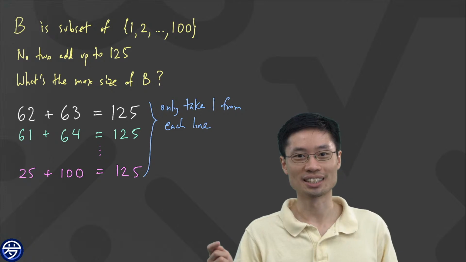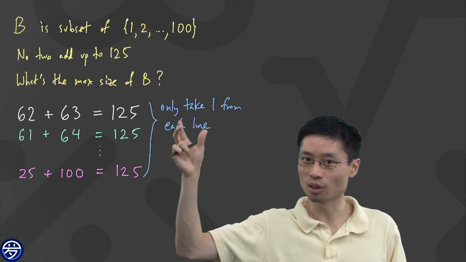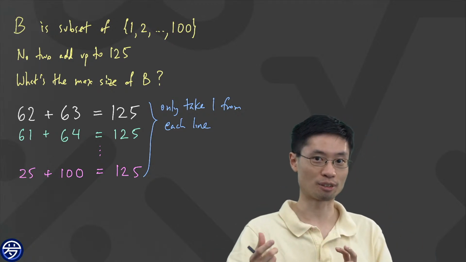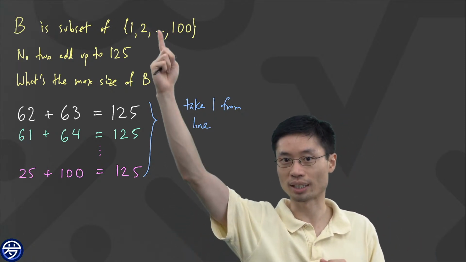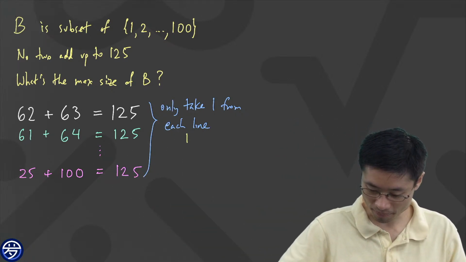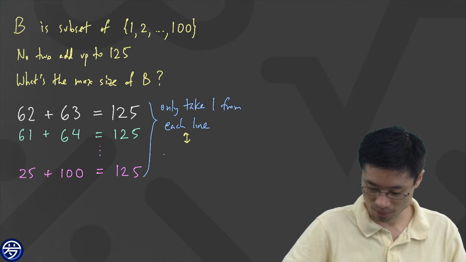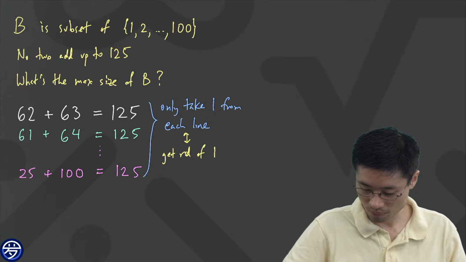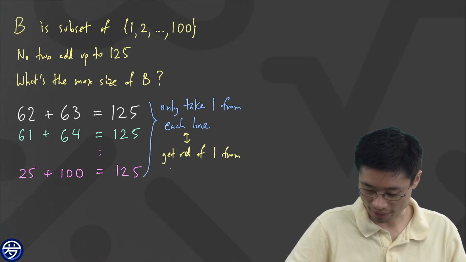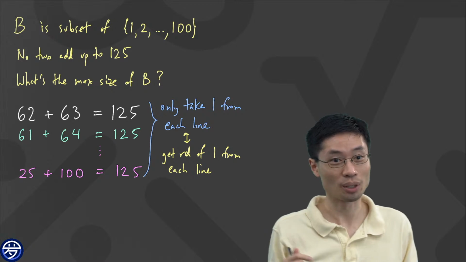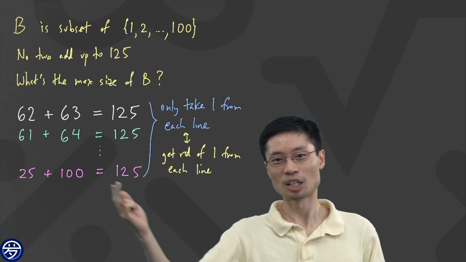The better way to do it is to say, how about instead of saying only take one from each line, that's the same as you must get rid of one from each line, and we'll say the answer is 100 minus how many lines. So this is in fact the same as get rid of one from each line. And now if I get rid of one from each line, let's just see how many lines there are and take 100 minus that. Okay, so how many lines are there?